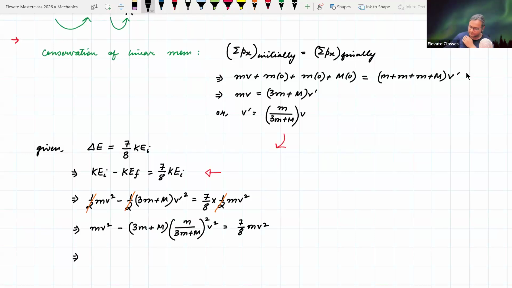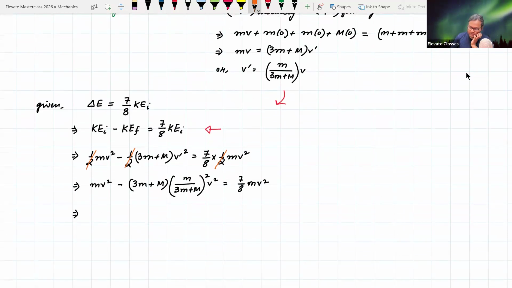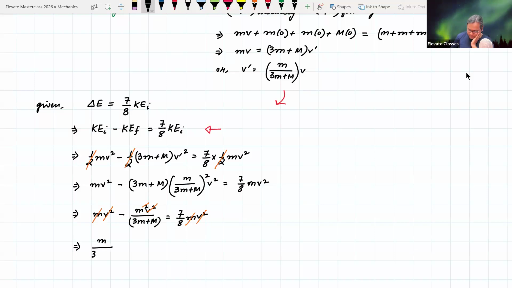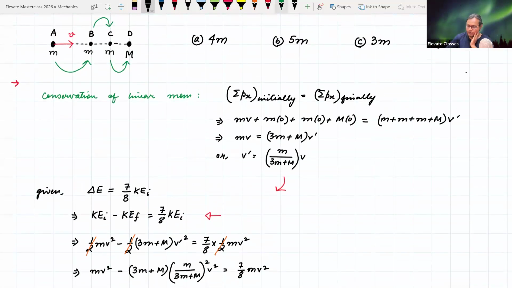Okay, so we are left with, ये तो हो गया cancel, so this becomes small m v square minus m square v square upon (3 small m plus capital M) is equal to 7 upon 8 small m v square. So v square cancels, small m cancels. We are left with small m upon (3 small m plus capital M) is equal to 1 minus 7 upon 8, which is equal to 1 upon 8. So finally 3 small m plus capital M is equal to 8 small m, or capital M is equal to 8 small m minus 3 small m, which is 5 small m. That's it. Done. Answer is option number B.